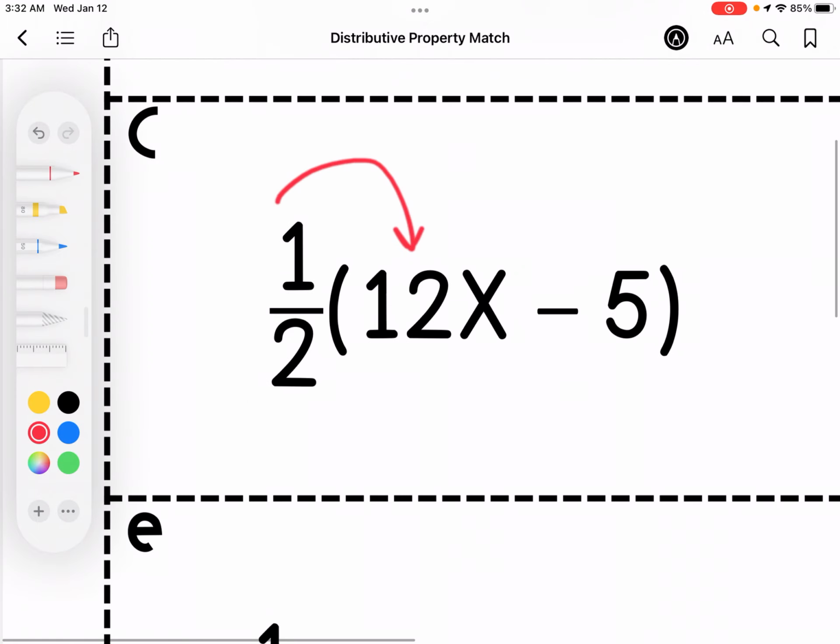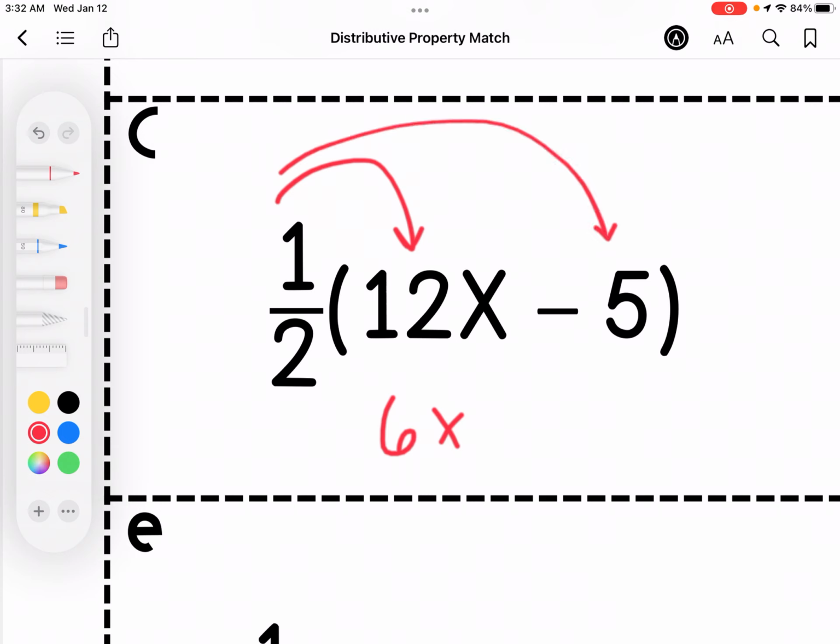Half of 12 would be 6. Bring the x along for the ride. Half of 5 would be 2.5, so minus 2.5.